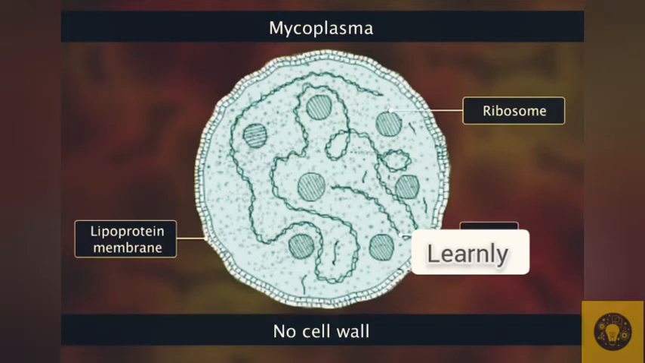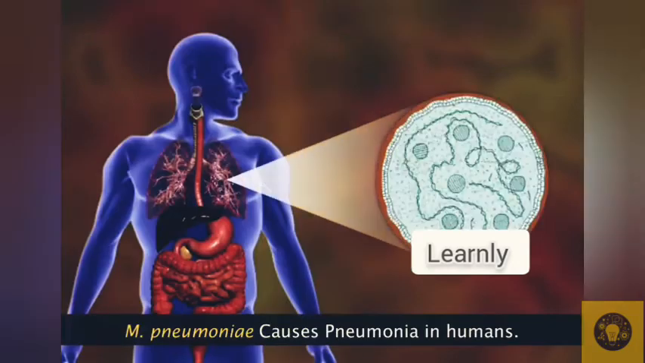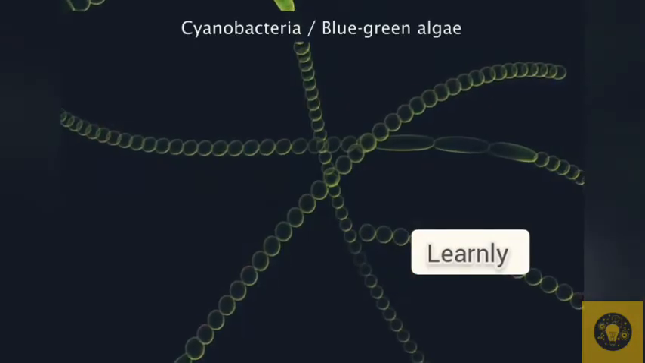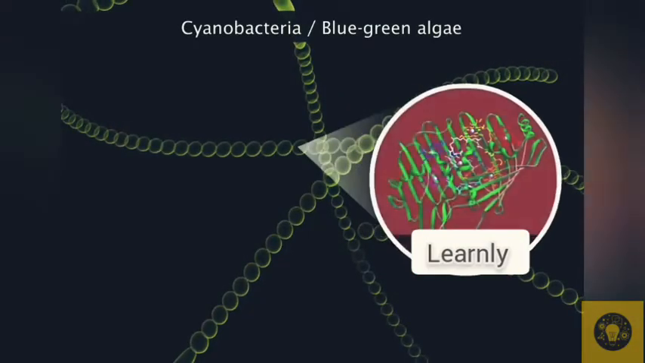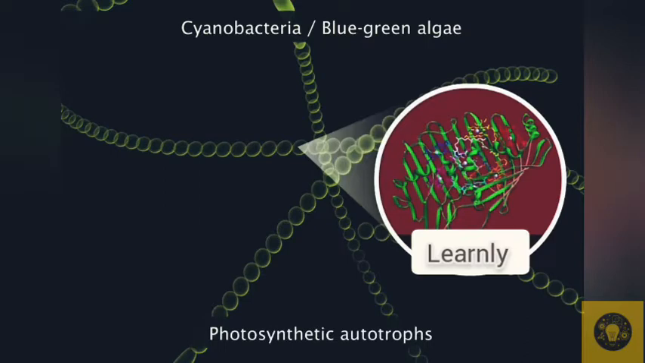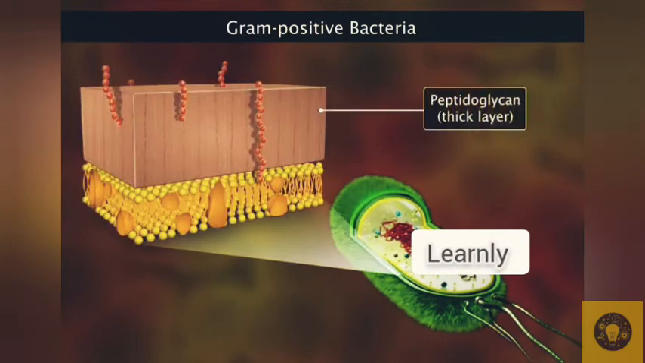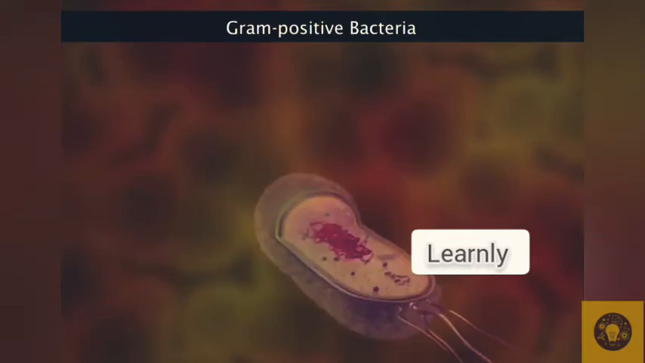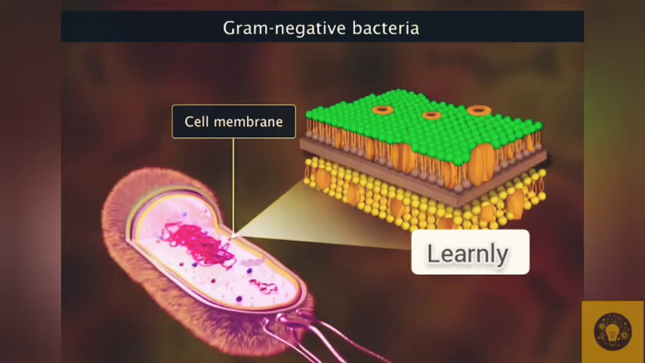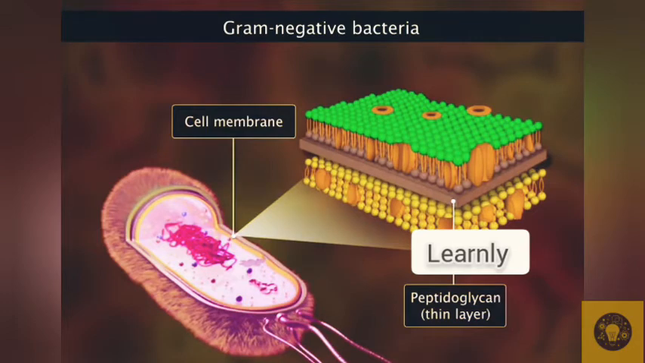Mycoplasmas completely lack cell walls and many species are pathogenic to humans. Cyanobacteria, or blue-green algae, contain chlorophyll and are photosynthetic autotrophs. Gram-positive bacteria contain a large amount of peptidoglycan in their cell walls. Gram-negative bacteria contain a thin layer of peptidoglycan in their cell walls.